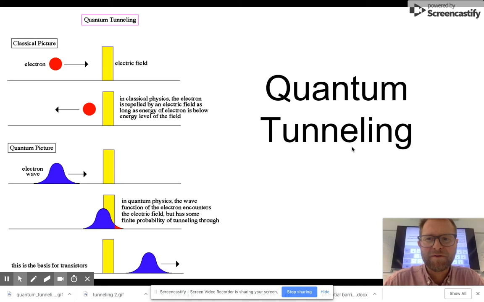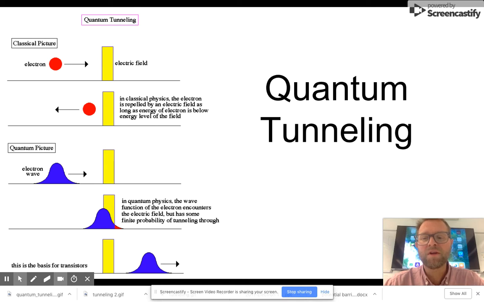Hi there. Today we're going to be talking about quantum tunneling. And in quantum tunneling, what we see is strange things happening due to the quantum nature of the world. Look at this diagram to one side here, and we can see the classical picture: an electron comes along and is repelled by an electric field, by something being in the way. And that's all well and good. It turns around and goes back.